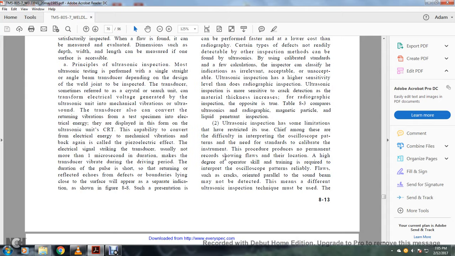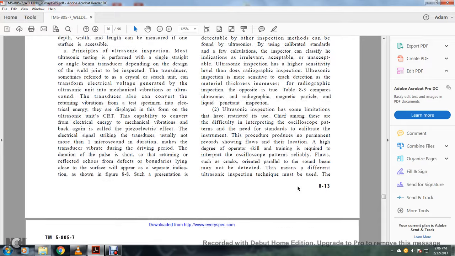Ultrasonic inspection has some limitations that restrict its use. There is difficulty in interpreting the oscilloscope pattern, and a need for the instrument to be calibrated with a procedure. It produces no permanent record showing the flaws and their location. A high degree of operator skill and training is required to interpret the oscilloscope patterns reliably. Flaws oriented parallel to the sound beam may not be detected. This means different ultrasonic inspection techniques must be used.